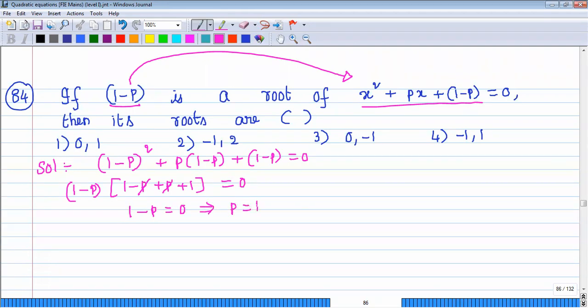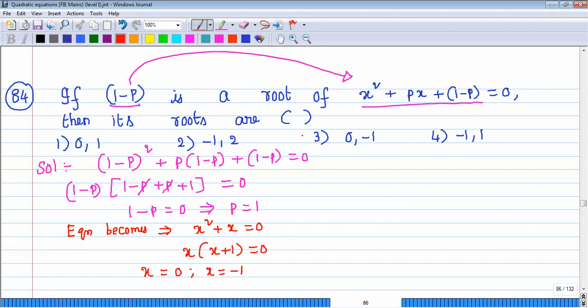Obviously p is 1. Now the equation becomes, substituting 1 for p, x square plus x equals 0. Take x common: x into x plus 1 is equal to 0. Here we are asked the roots. Roots means x values. x is equal to 0 and x is equal to minus 1. 0 comma minus 1 is our answer, the third option. Is it clear? Yes, sir.